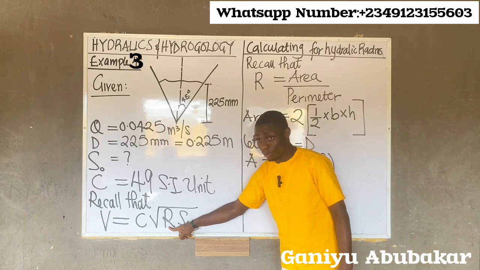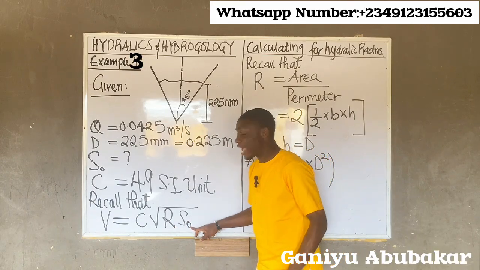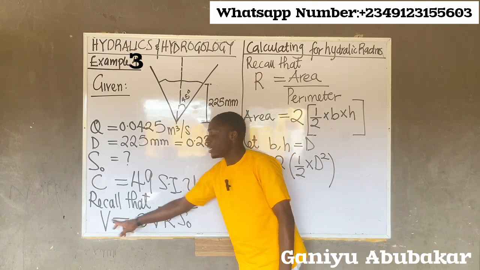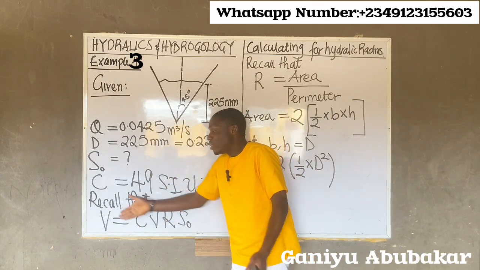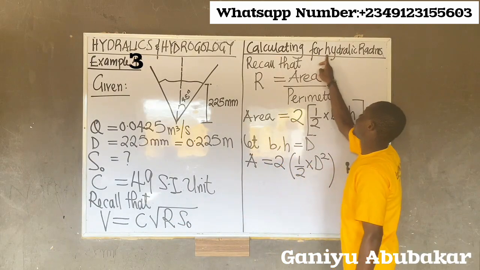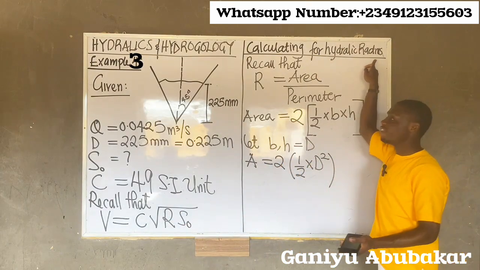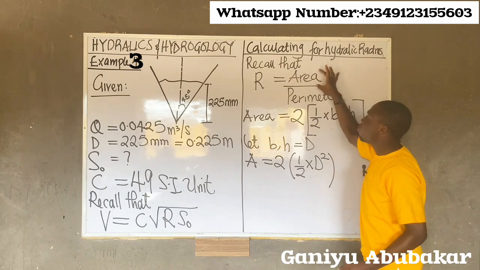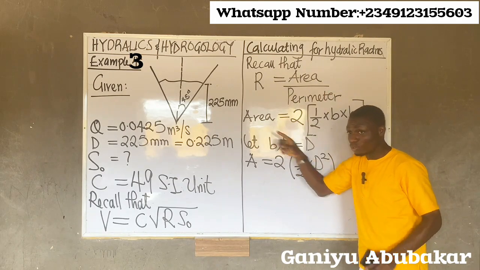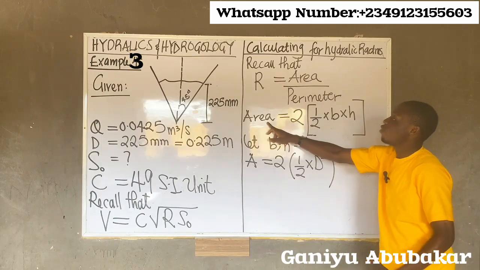I'm asked to find S naught. I need three things: V, C, R. I know C. I don't know V and R. So task is to find V and R. How do we get R? R is called hydraulic radius. And the formula is given by R is area over perimeter. Are we good? Now, first task, look for area.